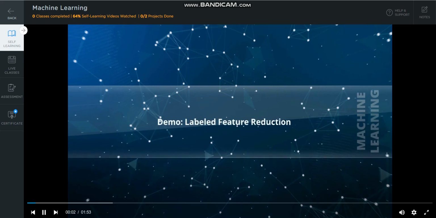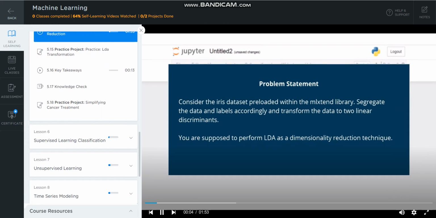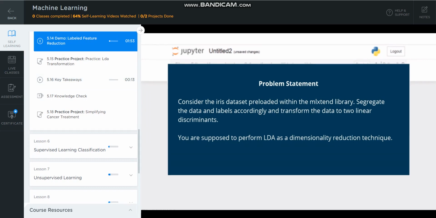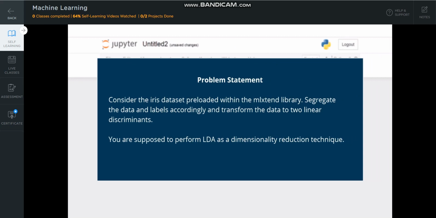Demo: labeled feature reduction. Problem scenario. Consider the IRIS dataset preloaded within the MLxtend library. Segregate the data and labels accordingly, and transform the data to two linear discriminants. You are supposed to perform LDA as a dimensionality reduction technique.